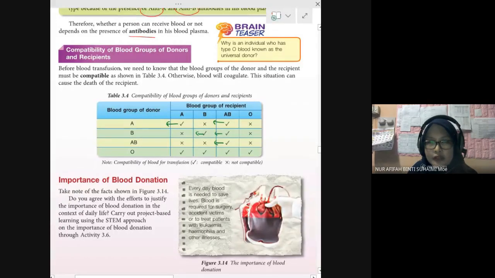Before blood transfusion occurs, we need to know that the blood group of the donor and the recipient must be compatible, must be suitable. We must make sure that no coagulation will occur. So must be compatible, sesuai. Otherwise blood will coagulate and the person will die. Okay, the victim will die. So the situation can cause the death of the recipient. Okay, yang donor tu tak ada masalah, yang recipient, the one who will receive the blood from the donors.